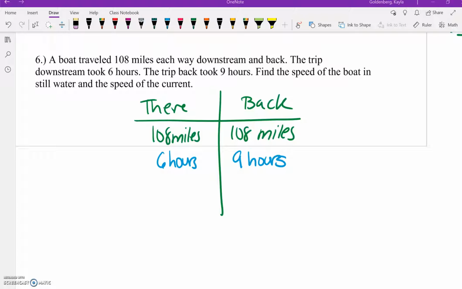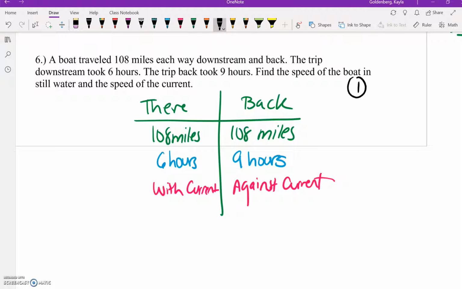Some students focus on the words like downstream and upstream. That's not really going to help you at all in figuring out if you're with or against the current. The thing I look at to tell if I'm with or against the current is the time. So if it takes me 6 hours compared to 9, whichever one is faster, you're going with the current because it's helping you. Whereas the second one would be against the current because it's taking a longer time. So that's always my first step.